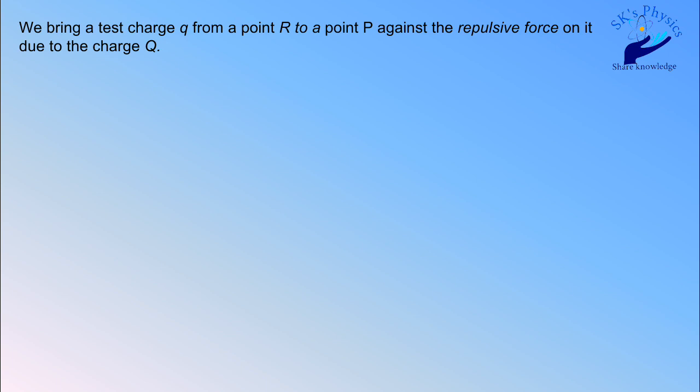We bring a test charge q, that means q tends to 0, from point R to point P against the repulsive force on it due to charge Q. That means charge Q and q are both positive or both negative, so that there is repulsion.